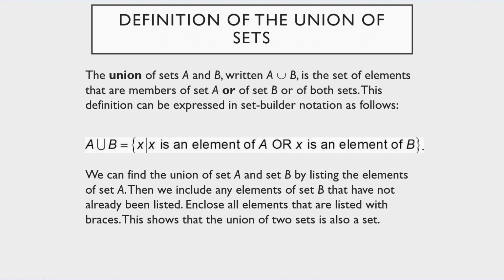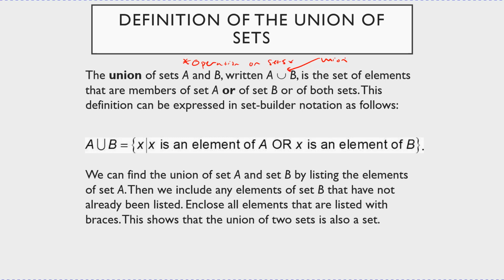So now we can have what's called a union. Again, this is an operation on sets. The union of sets A and B is written as A, and then this thing that looks like a U, but this means union, B. It is a set of elements that are members of set A or of set B or of both sets. Think of it as a joining. You push them all together. But here's the thing: you don't double count things, and I'll show this in the first example. This definition can be expressed as A union B is the variable x such that x is an element of A or x is an element of B.